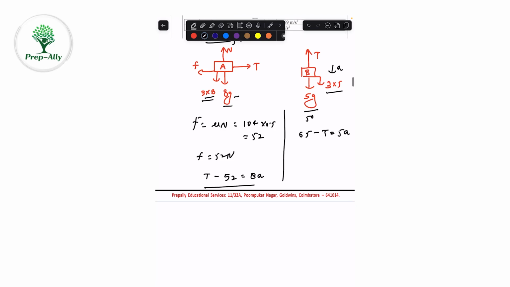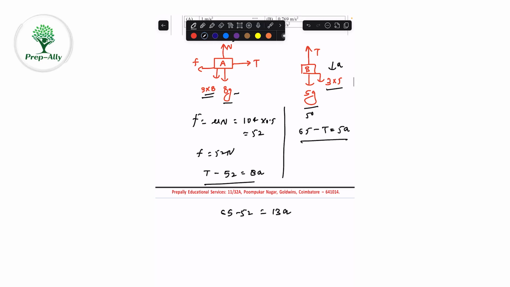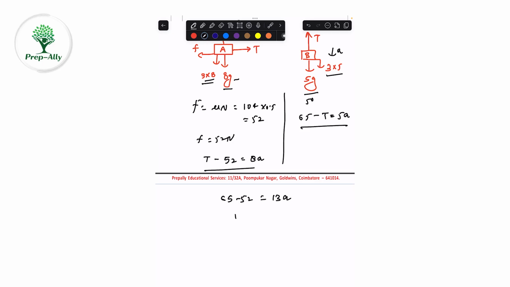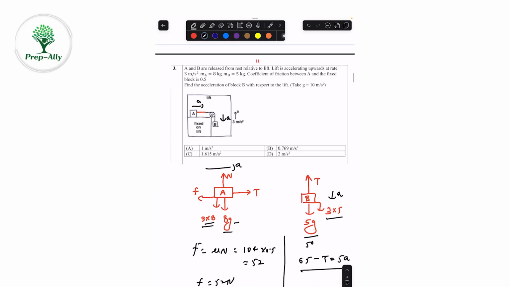If I add this and this equation, I'll have 65 minus 52 is equal to 13A. From here we will have 13 is equal to 13A, that means A is equal to 1 meter per second square. That means the acceleration of A and B block will be 1 meter per second square, which is option number A. This is how you can solve these types of questions.